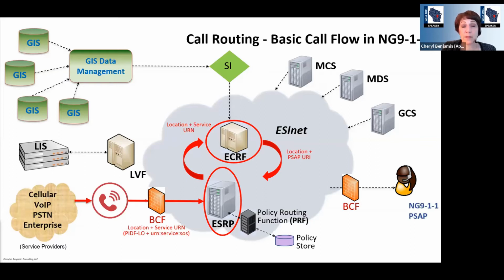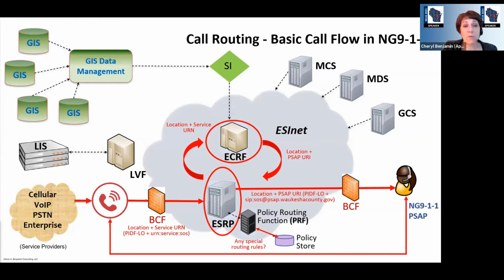The ESRP is going to check the policy routing function, and it's going to look for any special rules that are going to change potentially which PSAP should receive the call. And then it will change it or it will keep it the same and send it back out into the internet through the border control function to the correct PSAP. And then the 911 caller will be connected to that PSAP and they can start conversing.